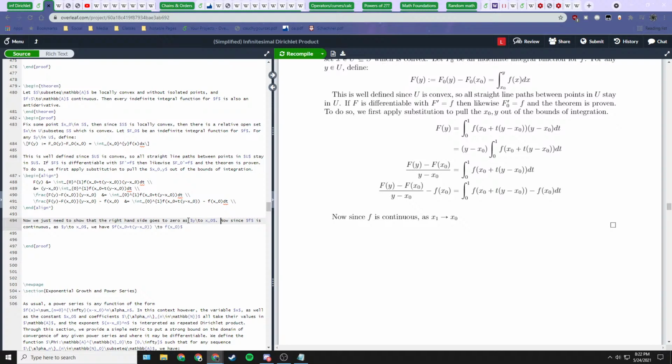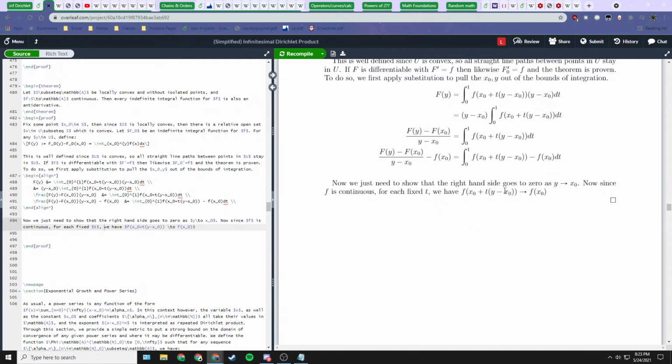Right. So now that we have the difference quotient and we subtracted off what we expect the derivative to be, we just have to show that this right-hand side vanishes. So since f is continuous, for each fixed t, we have this limit. So f of x0 plus this stuff goes to f of x0. This t just zeroes out this expression. So pointwise.